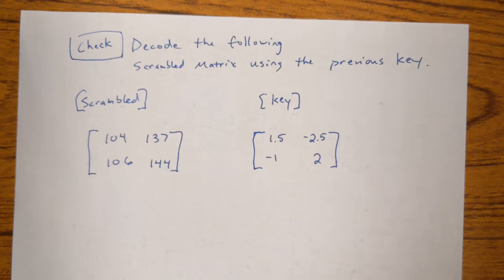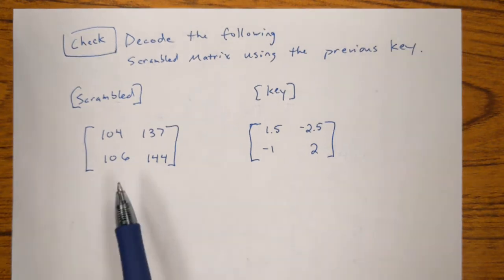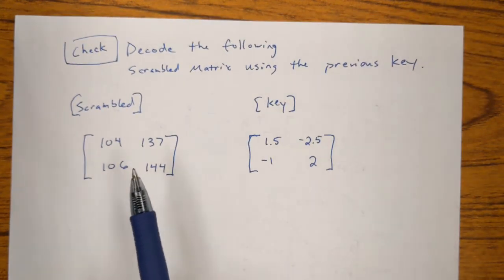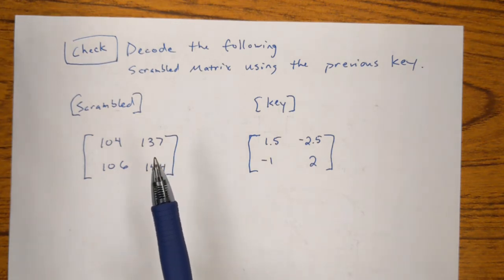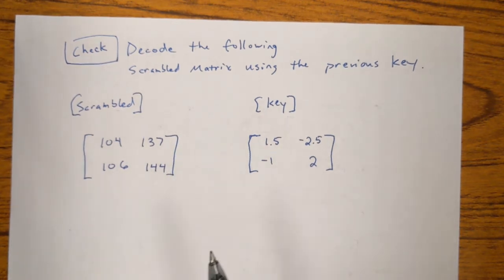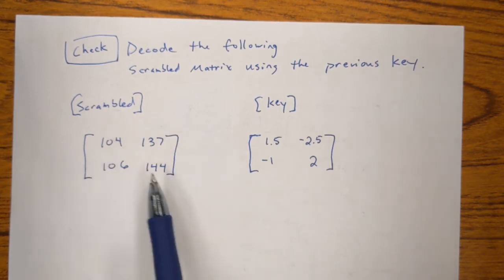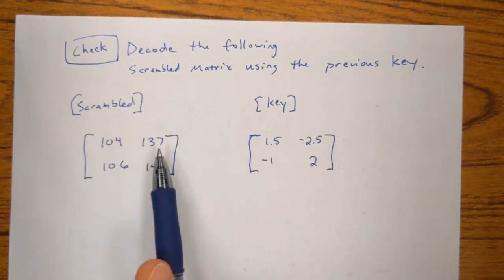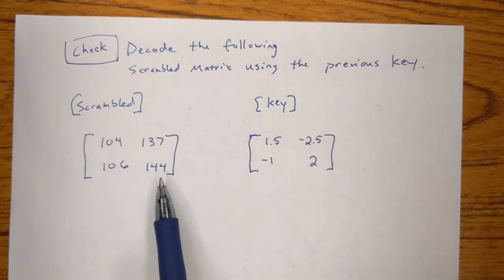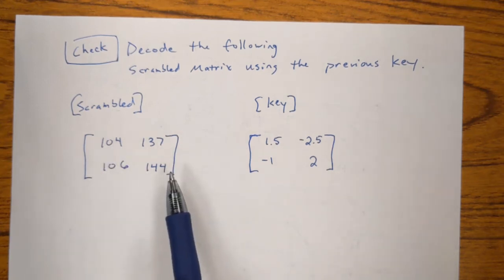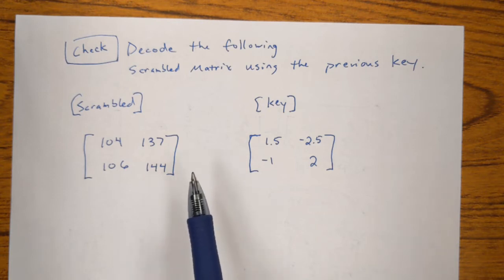So here I have one more for you to try on your own. Here is a scrambled matrix. I have come up with another password that I thought up in my head, and I went ahead and multiplied it by my coding matrix, and I came up with this scrambled variation. Now, there's no way you're going to guess what this means. 104, 137, 106, 144. There's no way you know what this means just looking at it. In order to unscramble this, you're going to need the key.